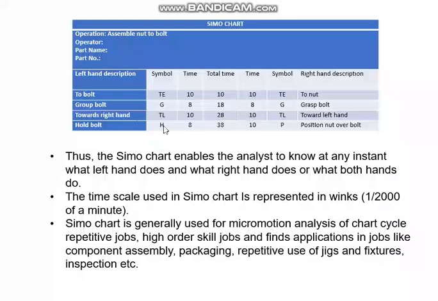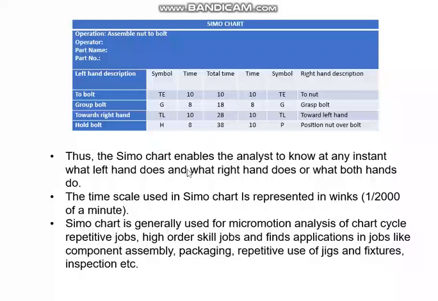Okay, now hold the bolt, and here position the nut over the bolt. Now these timings are different. This is taking only 8 wings, whereas this is taking 10 wings. So what we should do, we should take the larger of these two values, that is 10. So 28 plus 10 is 38. So cumulatively how much time you required for doing this much action? That is 38 wings. Okay, like this you have to plot this chart, SIMO chart.